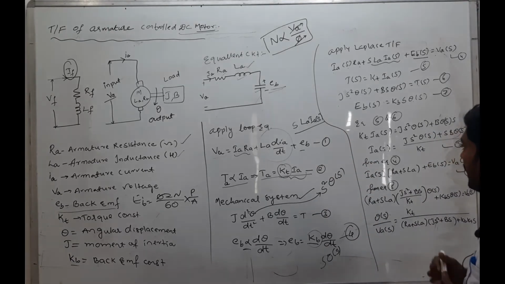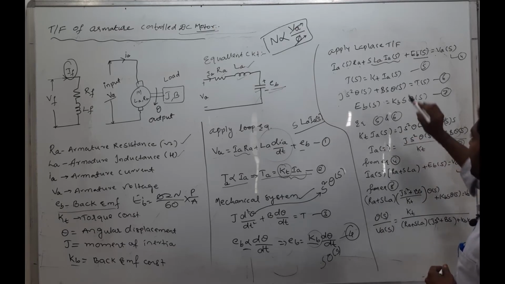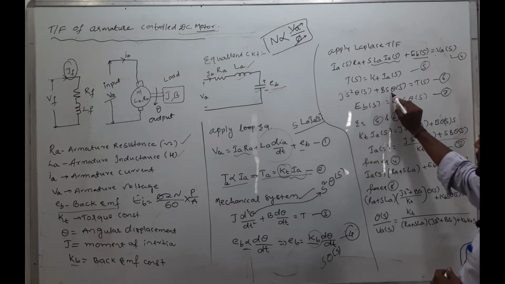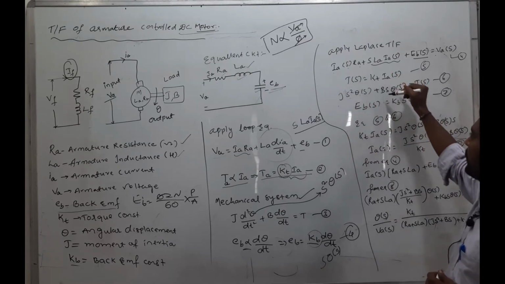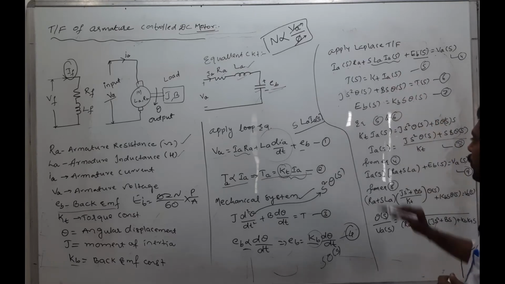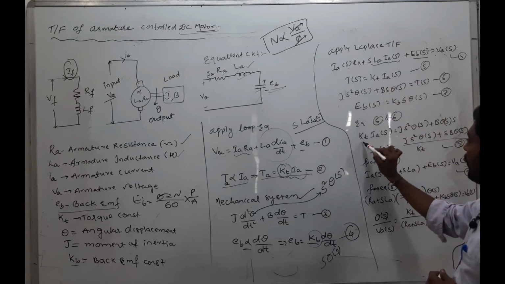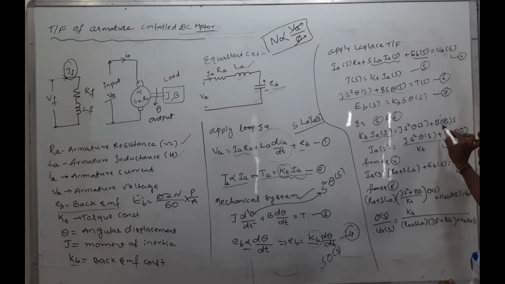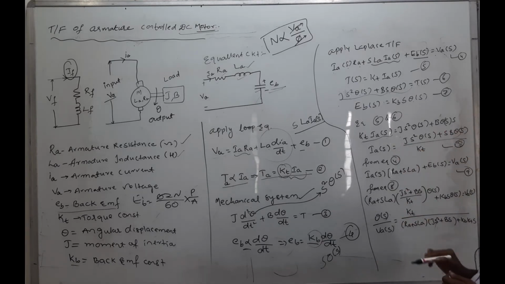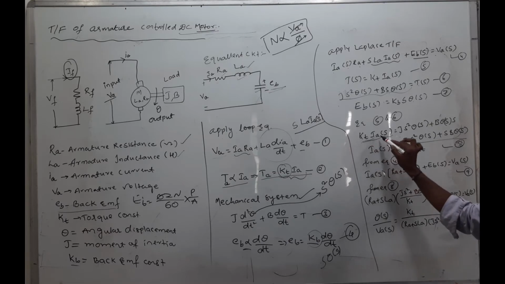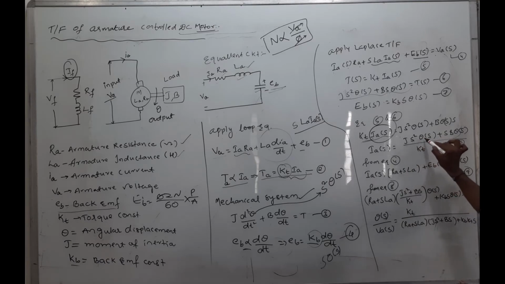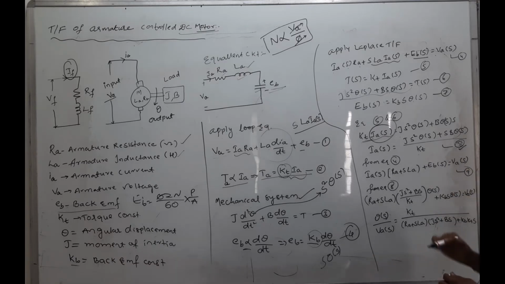Okay now. Next, from equations 5 and 6: T of S is equal to KT into IA, and J into S square theta of S plus B S theta of S is equal to T of S. By equating these two equations, we can write KT into IA of S is equal to J into S square theta of S plus B into theta of S into S. From this equation we can write IA of S is equal to J S square theta of S plus S B theta of S, divided by KT. This is equation number 8.